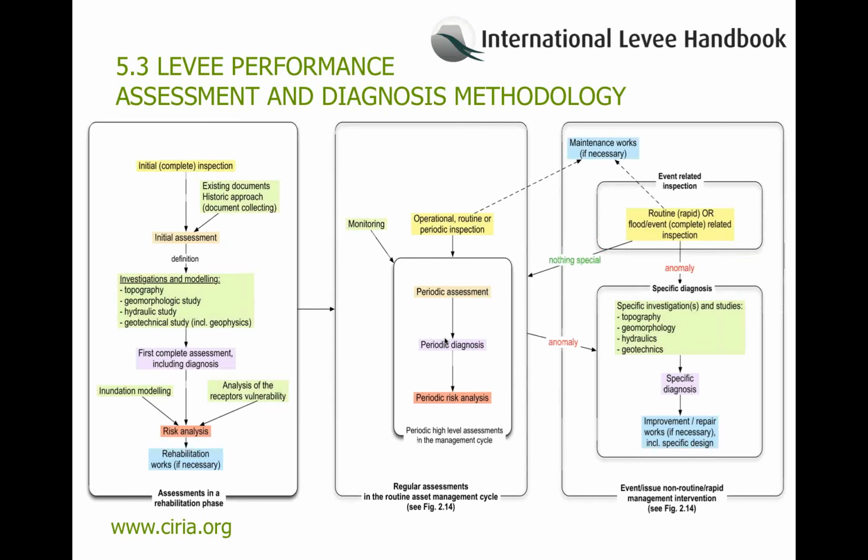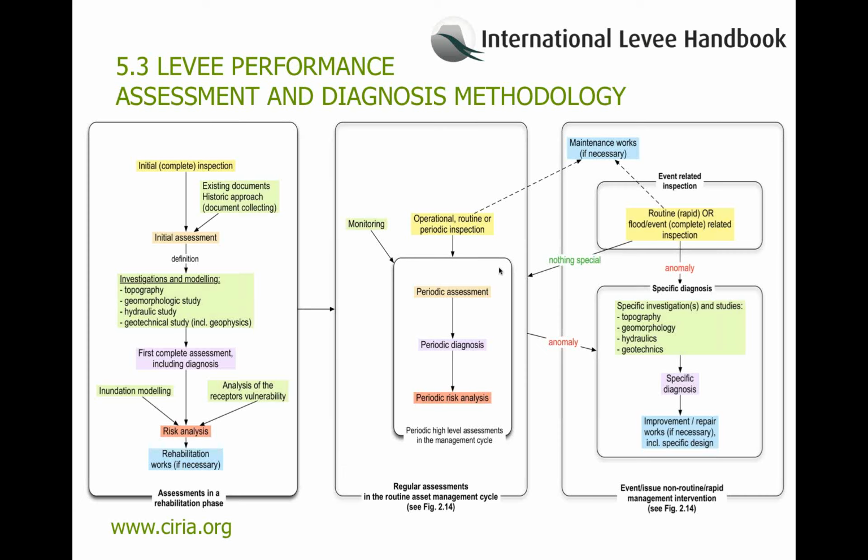This figure presents various types of assessment in the levee life cycle and the ways they use previous assessments. The left part presents the initial assessment and rehabilitation of an old levee system with previous poor maintenance. In the central part are the regular assessments in the frame of the levee management life cycle. The right part includes specific assessments and interventions, for instance, related to a flood event or related to the detection of a particular problem on the levee system.